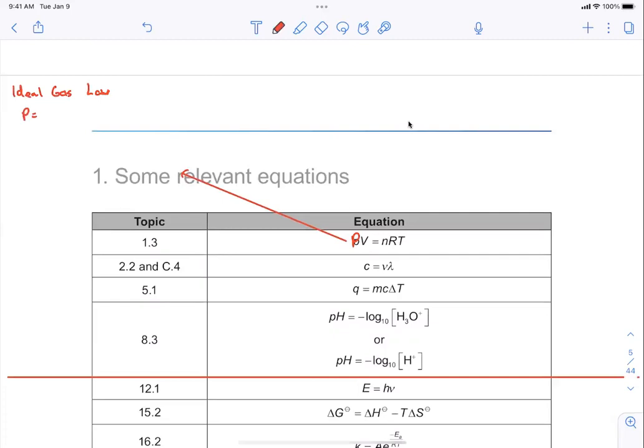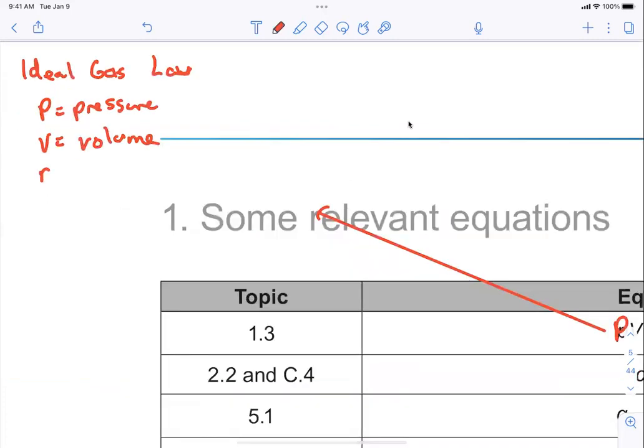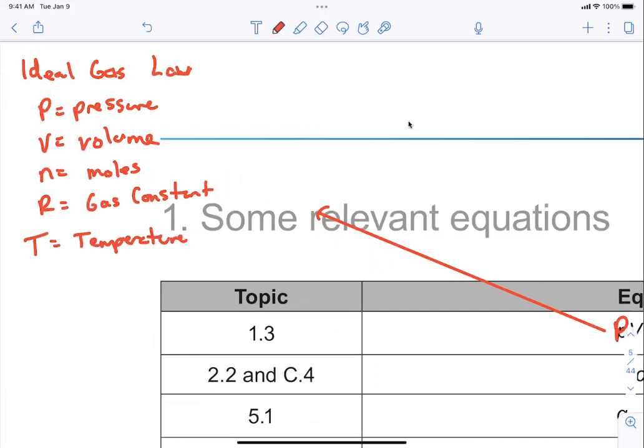P is pressure. V is the volume of the gas. n is moles. R is the gas constant. And T is temperature, okay? And the units do matter.